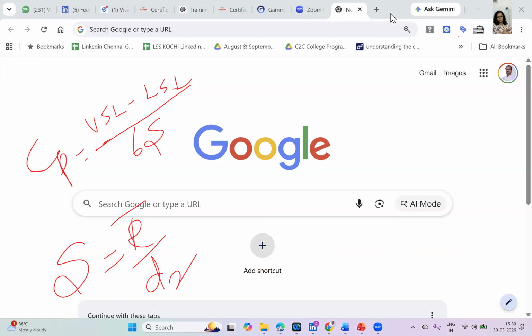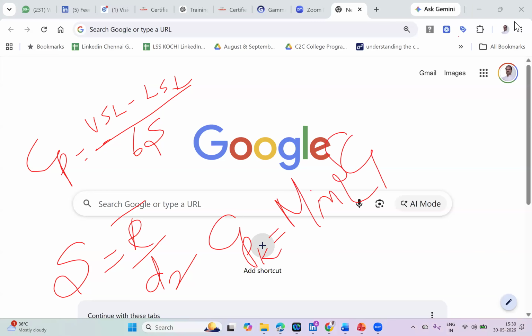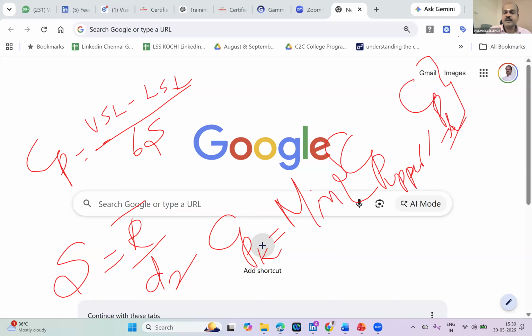Okay. And when we come to CPK, what is the formula we have studied already? Minimum of CP upper and CP lower. So what is the CP upper, CP lower? Any guess? Upper specification limit minus X bar divided by 3 sigma.